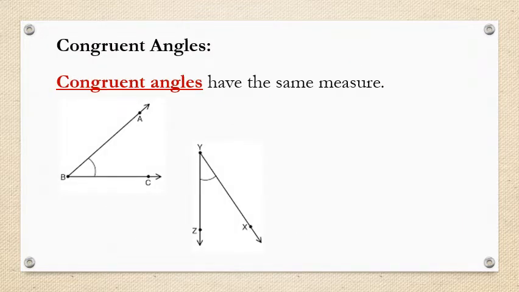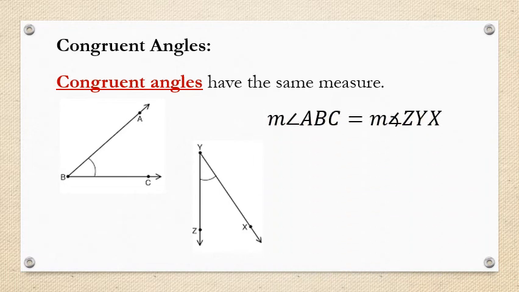All right, congruent angles. So congruent angles have the same measure. And when I look at these congruent angles, I can think of these 2 ways. The measure of angle ABC, which represents this angle right over here, equals the measure of angle ZYX, which is this angle right here. And we can tell because these angles both have this single arc in them. Sometimes you'll see just a single arc, and sometimes you'll see an arc with a specific number of hashes. That means those 2 angles have the same measure.